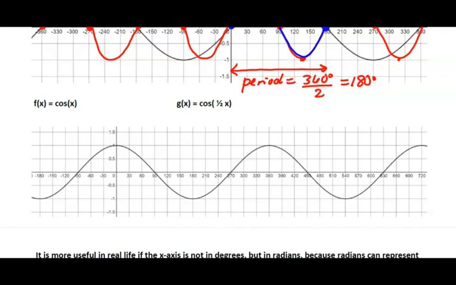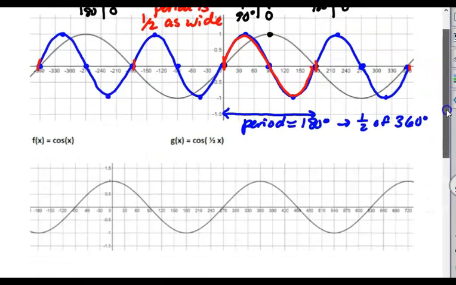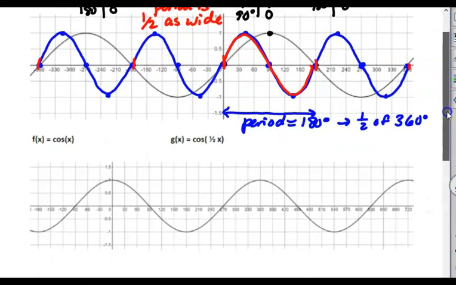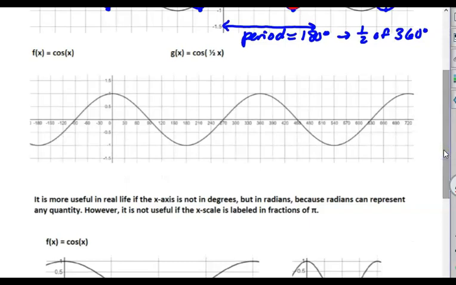Since multiplying inside the function I think is the most difficult type of transformation for students to grasp, let's look at one more example, this time using cosine. So I bet you can guess what would happen if I multiply by 1/2 inside the function. So let's take a few key values for cosine. Here's one key value, 0 at 0 degrees, at 90 degrees, at 180, at 270, at 360.